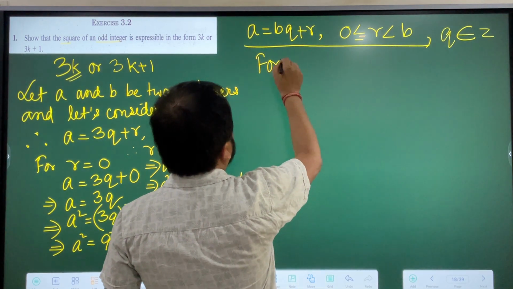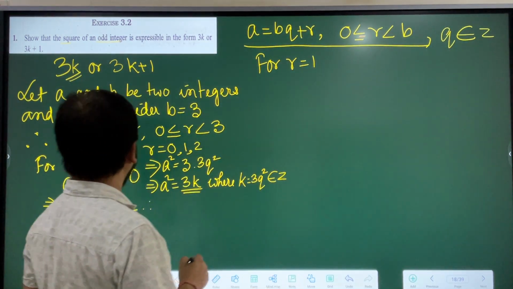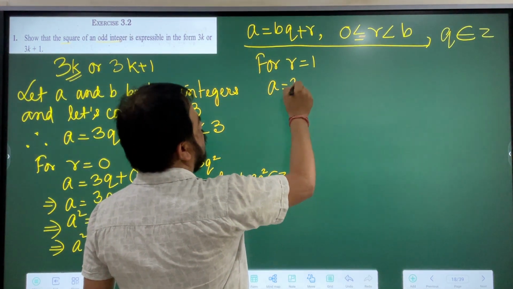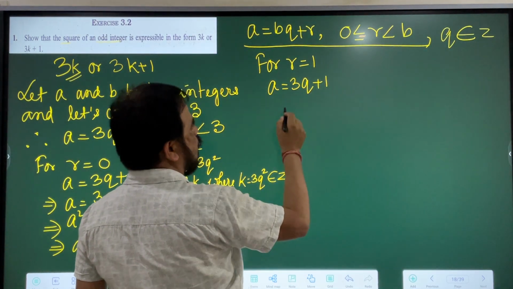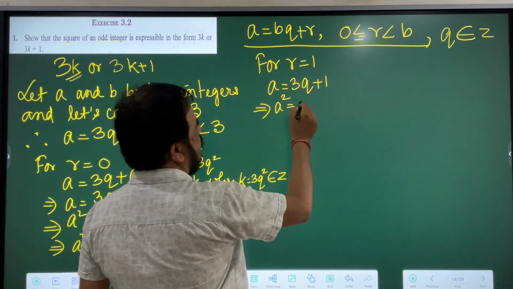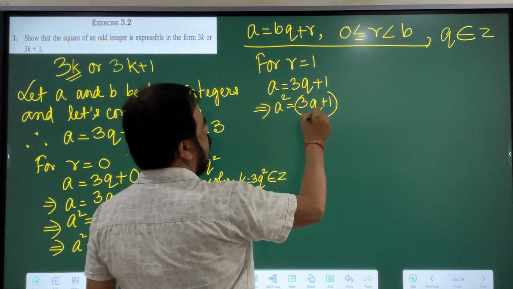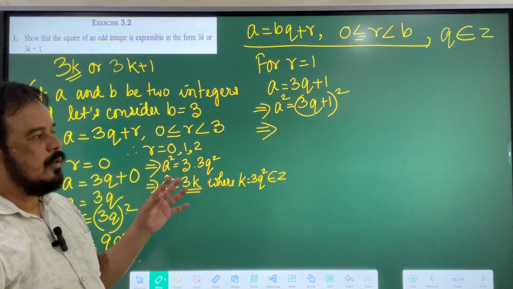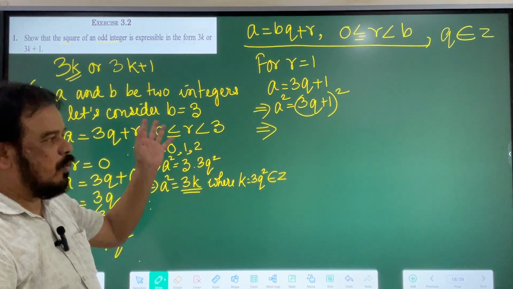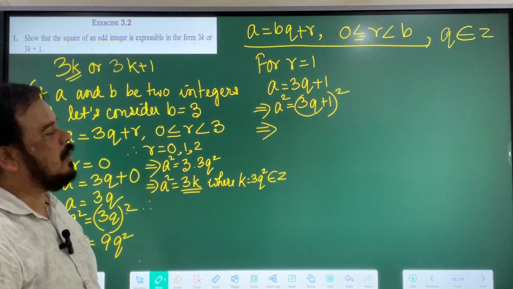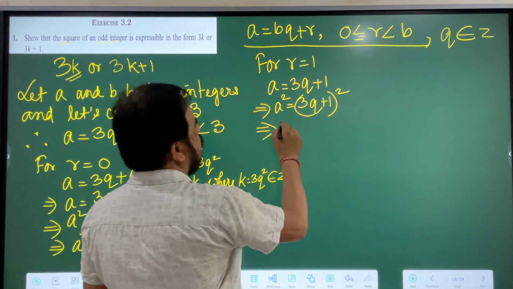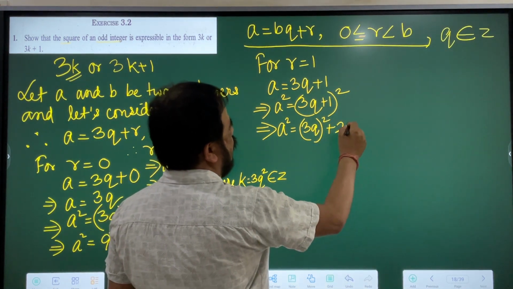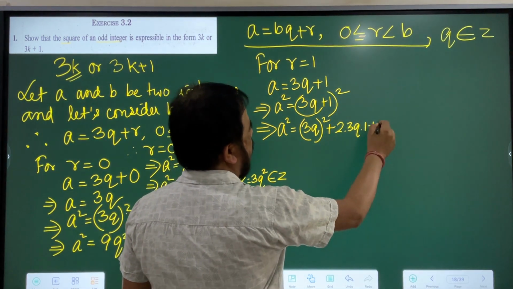For r equals 1, now we will write this one again. a equals 3q plus r. Now we will write a is equal to 3q plus 1 because r is 1. This implies a square is equal to 3q plus 1 whole square. Squaring both sides is done because in the question square is mentioned. So you may have the question why squaring is done. Because in the question square is mentioned, so we have to do squaring both sides. So a square is equal to a square plus 2ab plus b square.